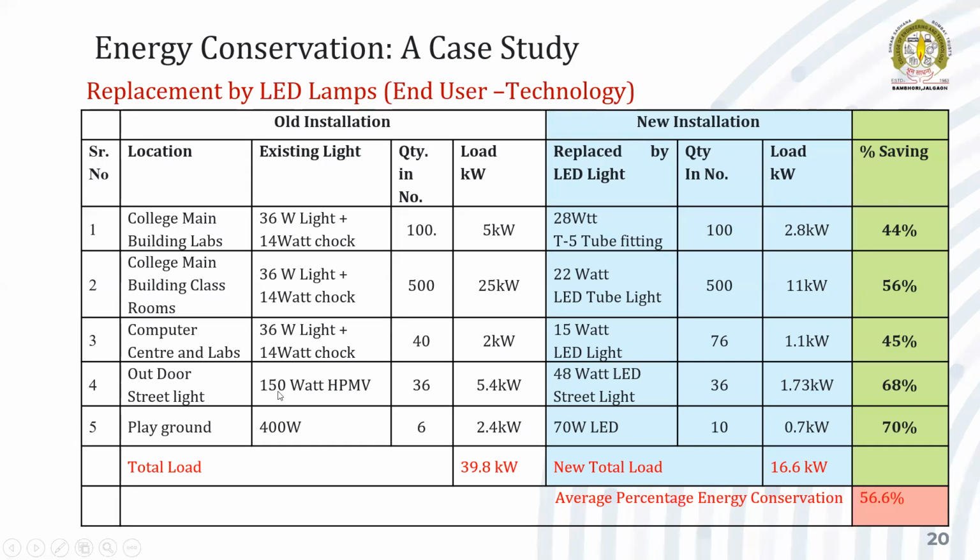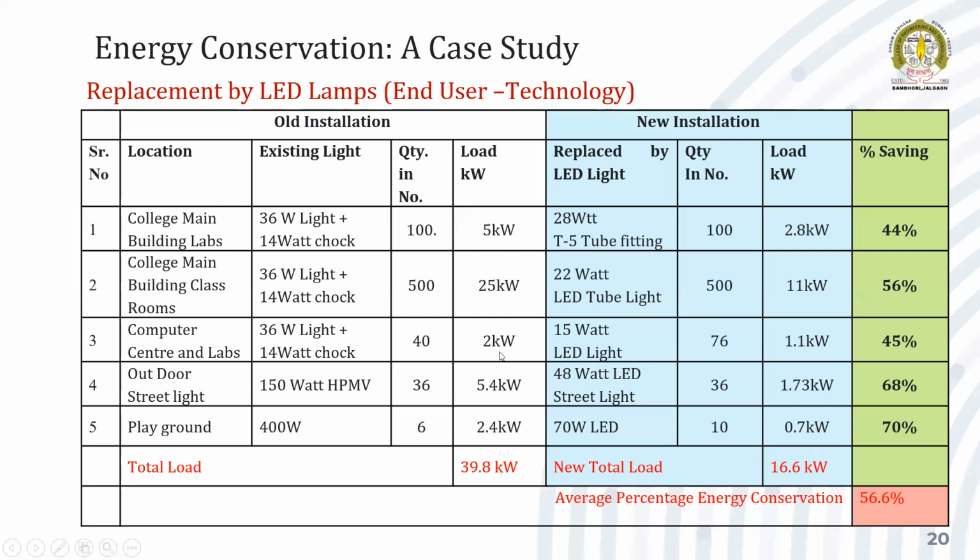In the outdoor, we are using a 150 watt HPSV lamp. Similarly, in the playground, we are using 400 watt HPSV lamps and mercury vapor lamps. These are the quantities, and these are the total connected load in this area, 39.8 kilowatt. Now these conventional lights are replaced by LED lights. So now here 28 watt, here 22 watt LED lamp. So there is a reduction in the capacity of the lamp, and a reduction in the connected load.